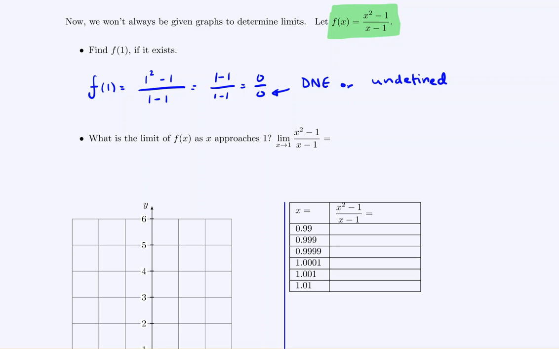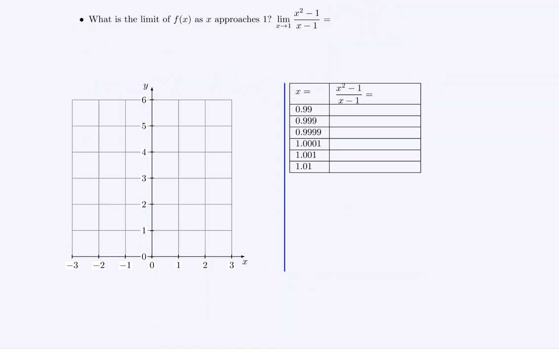Just because at a point, though, it doesn't have a value, does not mean there might not be a trend of values very close to the input value of 1. And that's the idea of the limit. So here we're asked what's the limit of the function f of x as x approaches 1 for a function x squared minus 1 over x minus 1.